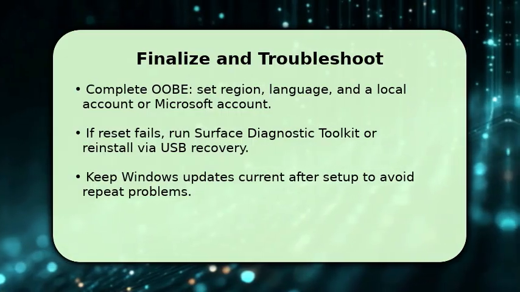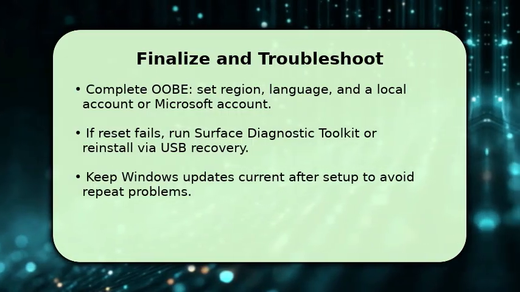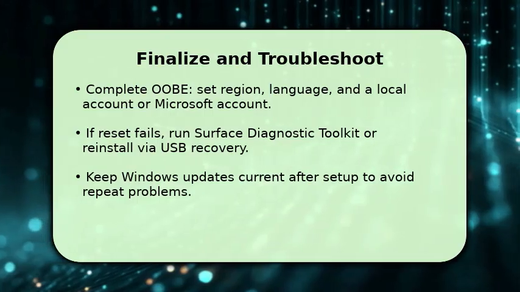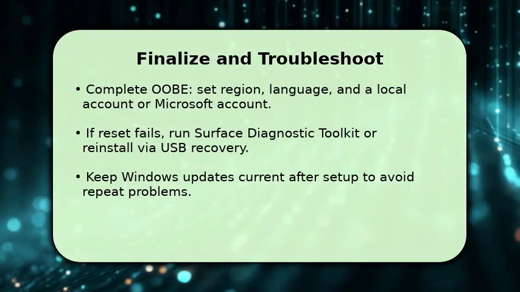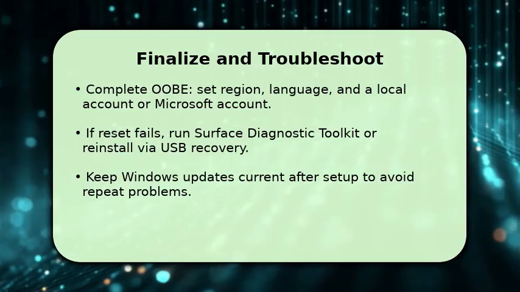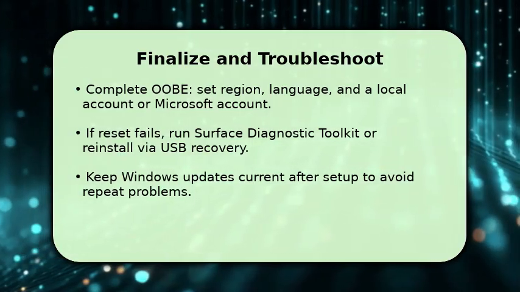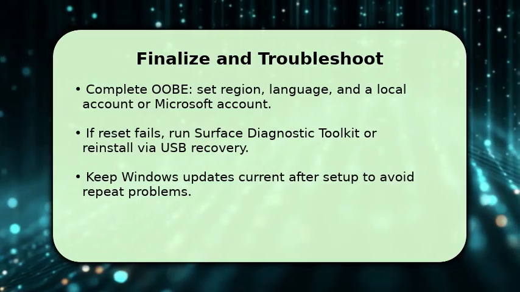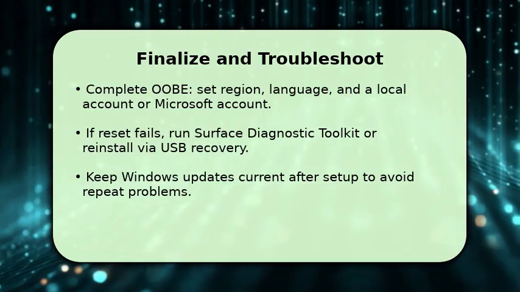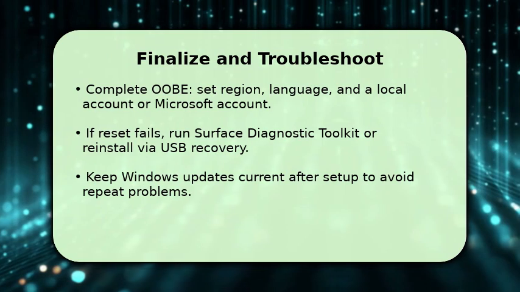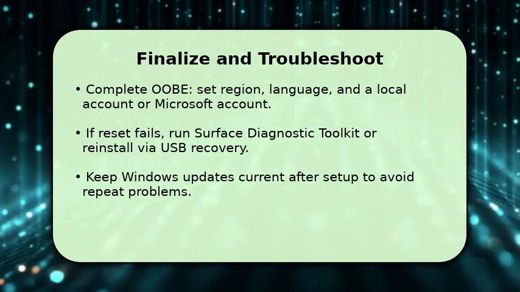If the reset fails or loops, create a USB recovery drive on another PC using Microsoft's recovery image and reinstall. Alternatively, run the Surface Diagnostic Toolkit to identify hardware faults. Make sure to reconnect peripherals only after setup. This final phase ensures the reset accomplished a clean, stable system.